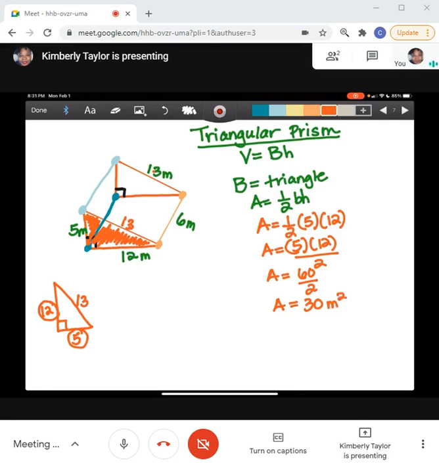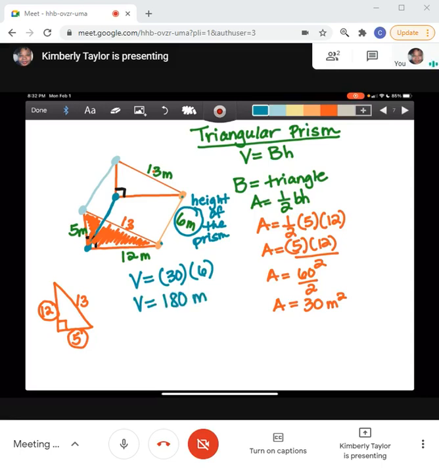But we're not done. If I want to find the volume, remember the volume is going to be the height. It has to be the height of the prism. The height separates the top base from the bottom base. In this case, it's going to be this. This is the height of the prism. Okay, so to find the volume, I take the area of the base, which is 30, times the height of the prism, which is 6, and I get 180 cubic meters.